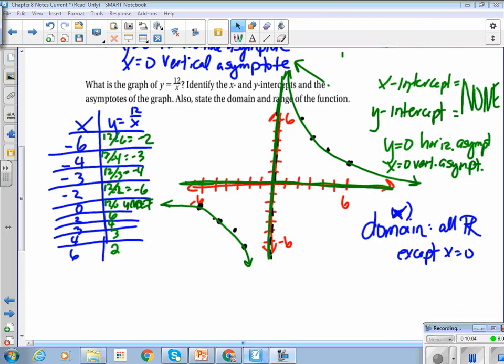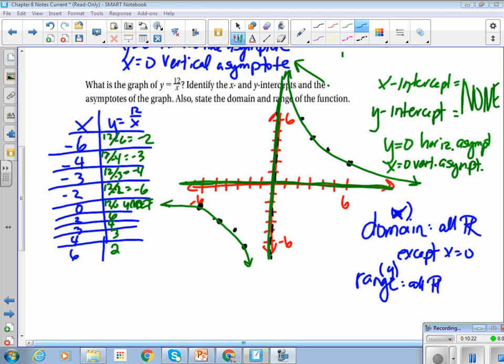And y values. If I can plug in all real numbers for x, I can get out all real numbers for y. So my range, or my y values, is all real numbers. And because of the nature of our equation, 12 over x, since I can't plug 0 in for x, I can't get out 0 for y. There's just no possible way, no matter what number I plug in for x, I'm not going to get out 0 for y. So my range is all real numbers except y equals 0.